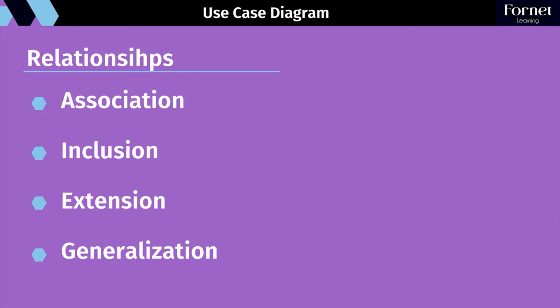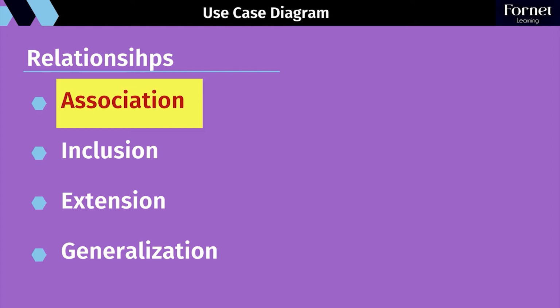Let's get now into the relationships element, which is the fourth element in a use case diagram. There are in fact four types of relationships: association, inclusion, extension, and generalization. Association is a relation between an actor and a use case. It means that the actor uses the system by doing the functionality mentioned in the use case.